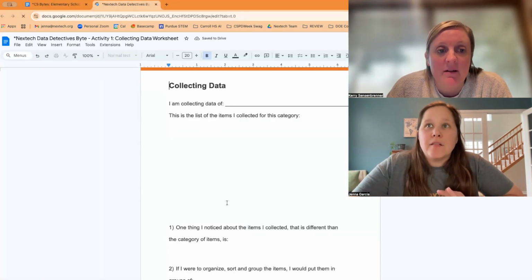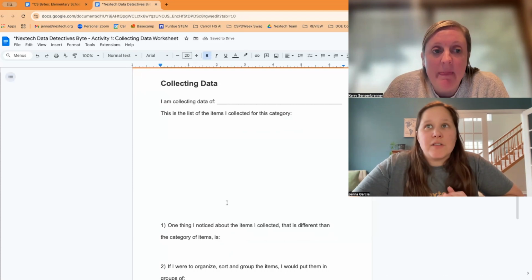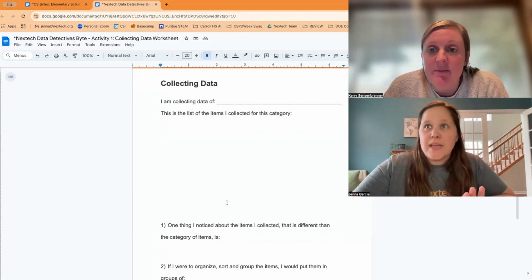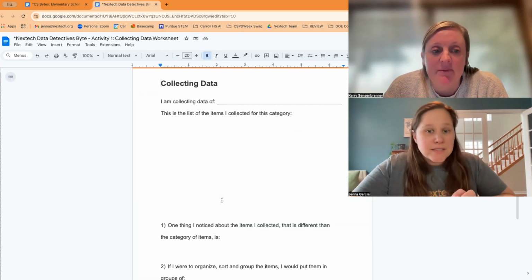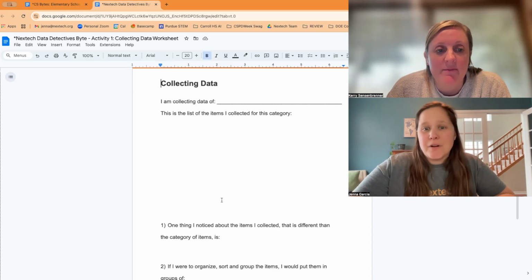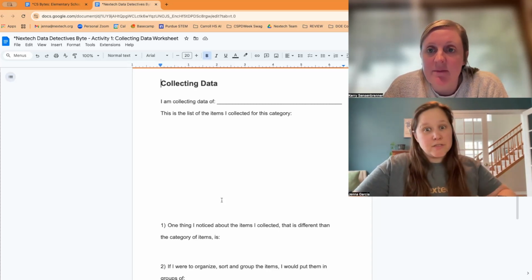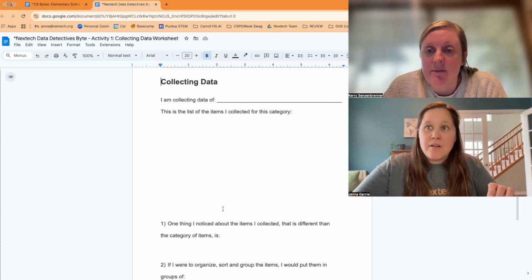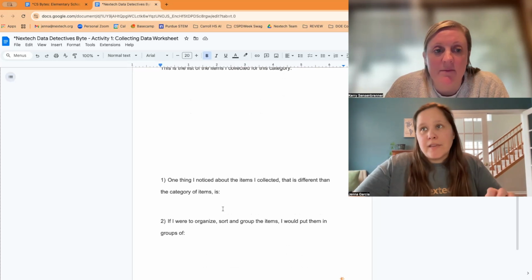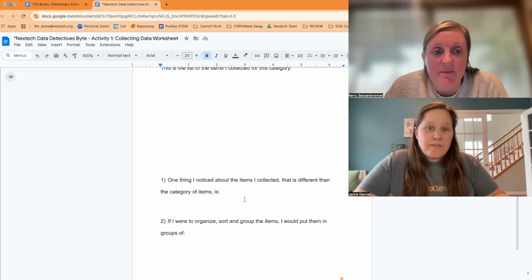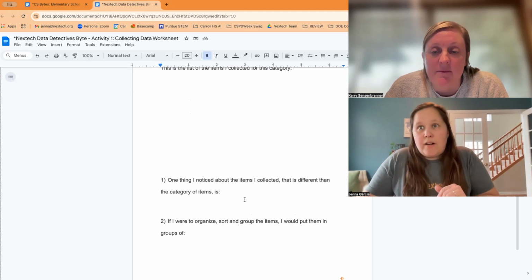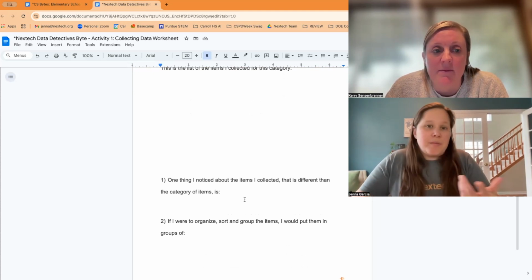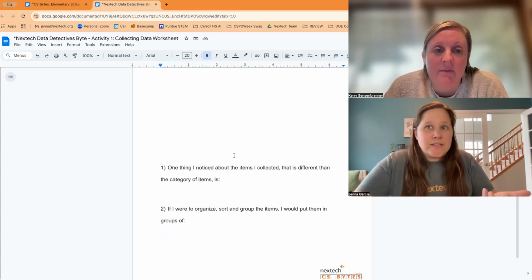Yep, it is a very minimal worksheet where I'm collecting data of blank. The list of items I collected is this. If you have younger students who are pre-readers, they can draw pictures instead of writing it out. And then it asks them one thing they noticed about the items they collected, that is different than the category of items, and if I were to organize and sort them, I would put them in groups of whatever. And that's literally all that is.